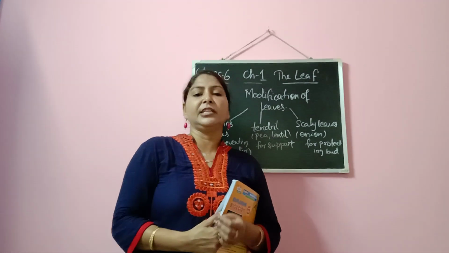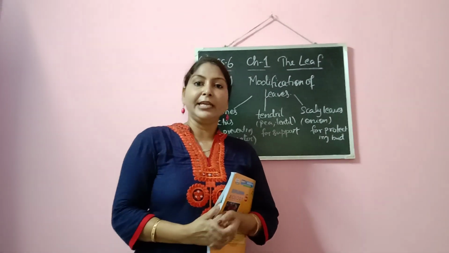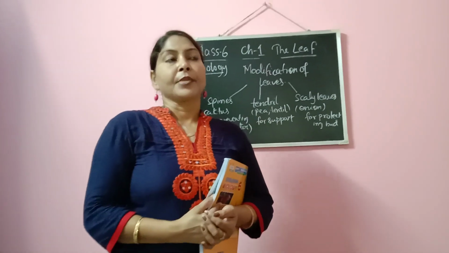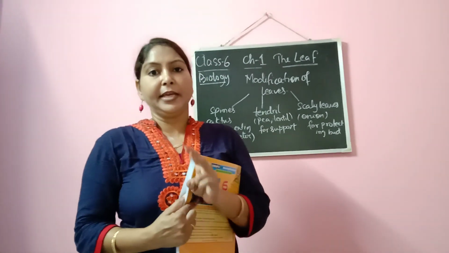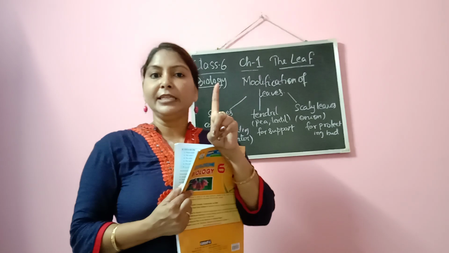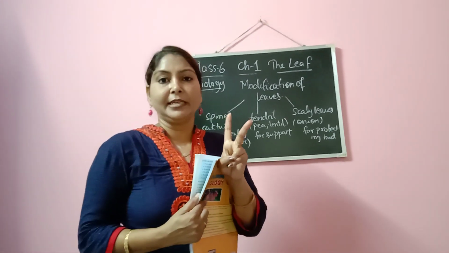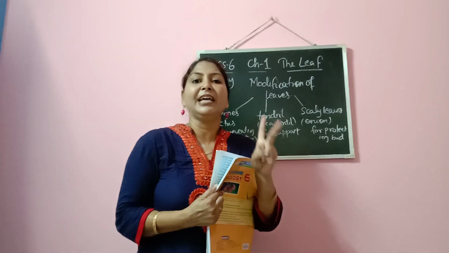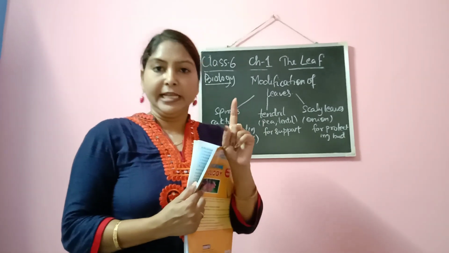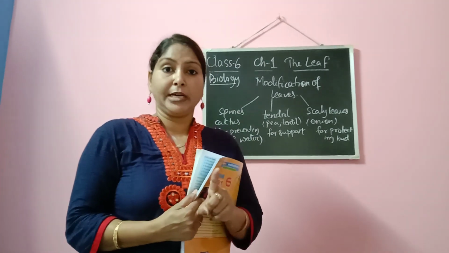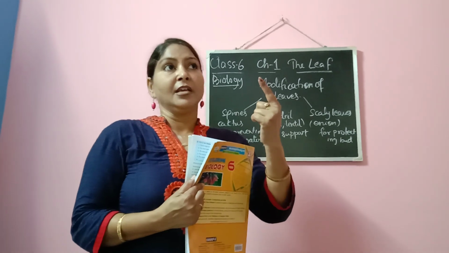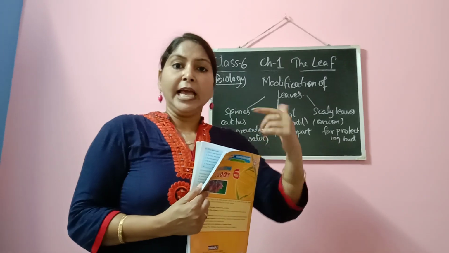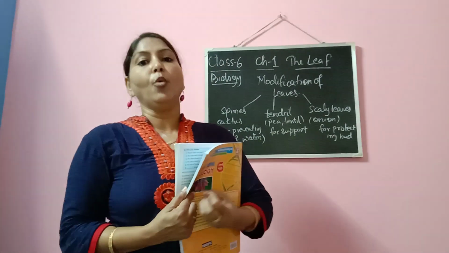Now what do you mean by vegetative propagation? Vegetative propagation means, you see, all the plants reproduce in two ways. One is the sexual method and another is the asexual method. Now in the asexual method, both the reproductive parts, that is male and female reproductive parts, are not needed. In asexual reproduction, the plants grow with the help of some parts of their own plants.